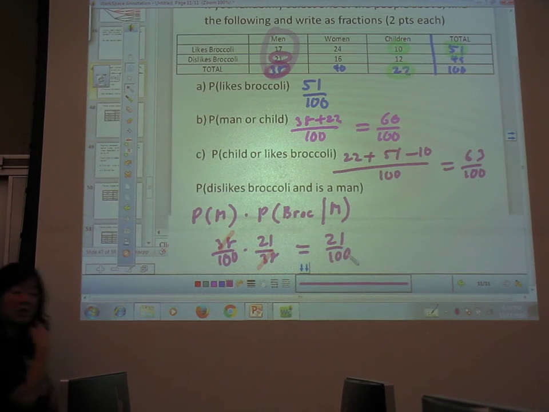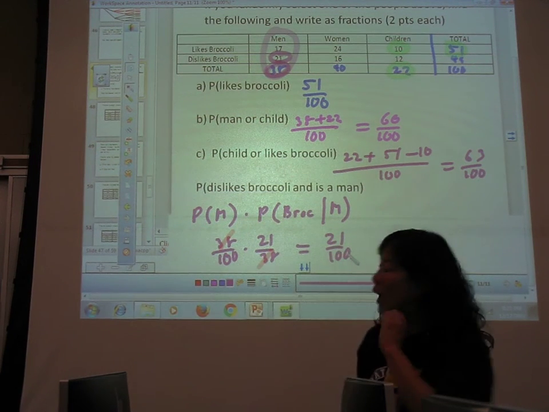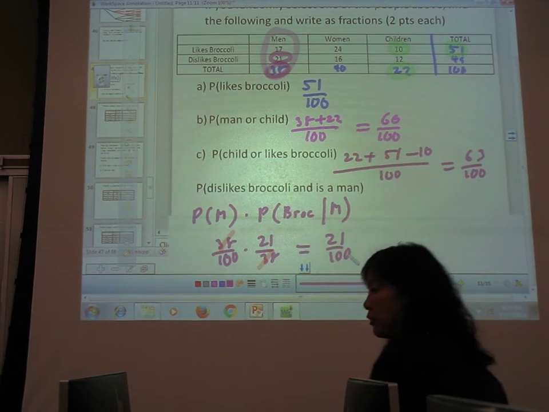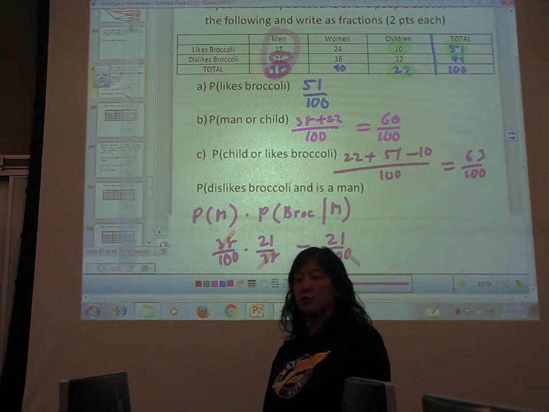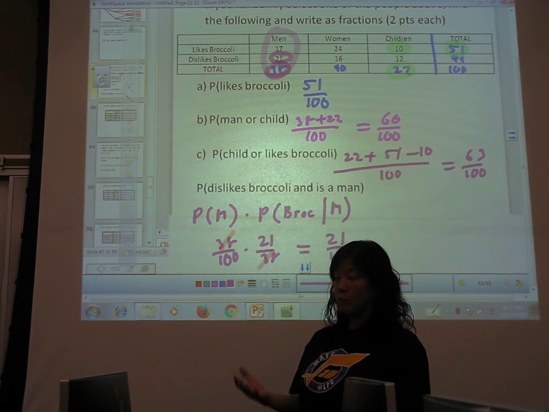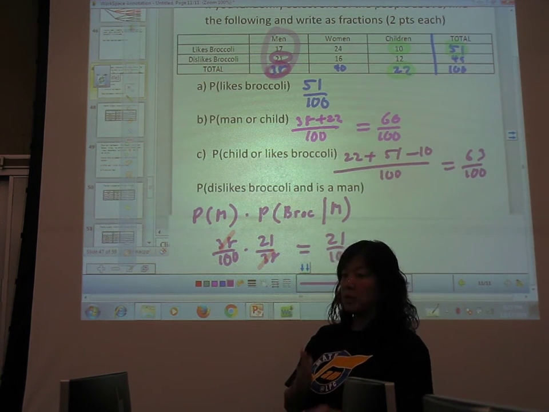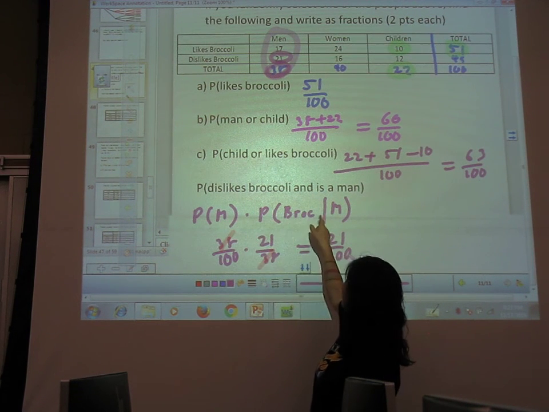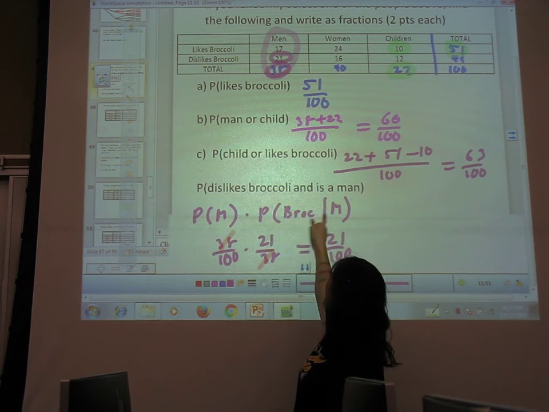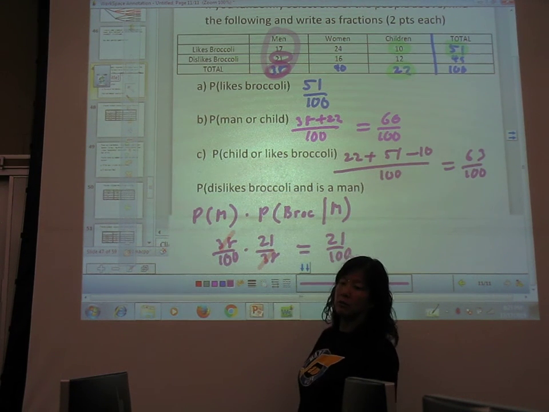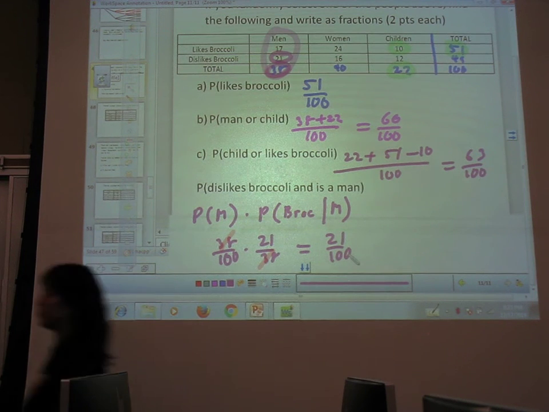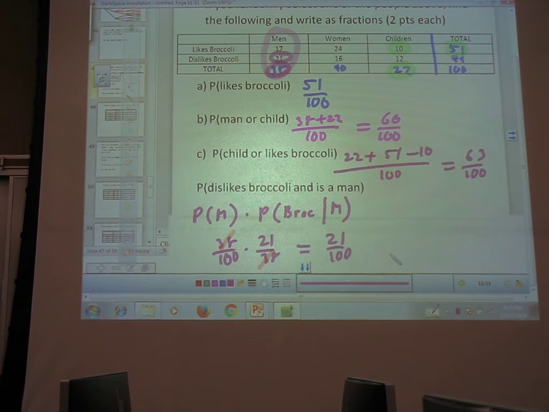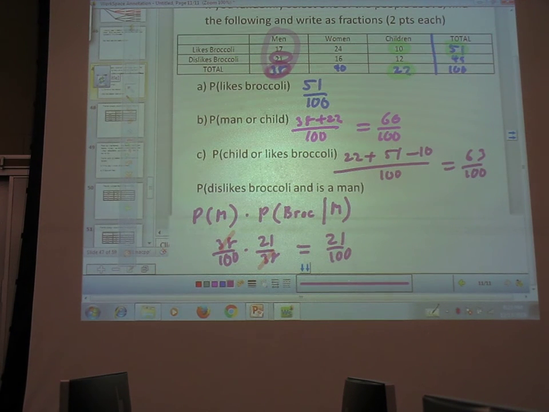Now, you could have just done it the easy way. How many men dislike broccoli? 21 out of 100. So you can do either one of those. The "and" does still matter. If you're caught on "and" means multiply, yes, but you have to remember it means multiply with the first one, and then the second one given the first one's happened. Makes sense. If you have a table, it's just so easy to grab the men and broccoli, 21 out of 100.